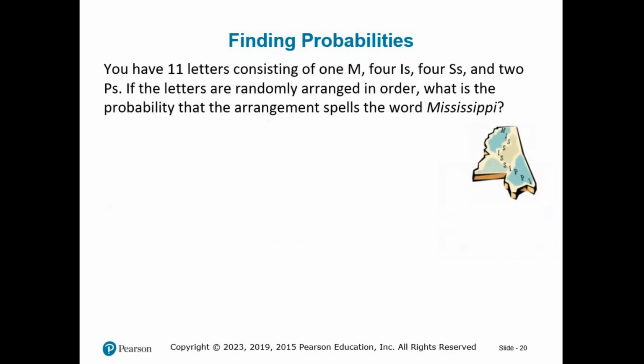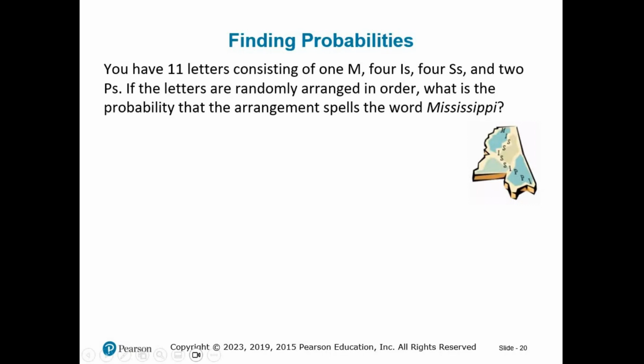Let's do another. You have 11 letters consisting of 1 M, 4 I's, 4 S's, and 2 P's. If the letters are randomly arranged in order, what is the probability that the arrangement spells the word Mississippi? So again, we need to first ask if order is important. Yes, definitely, because we need to get the letters in the order to spell the word. That's the whole point of the question. What else do we notice about this one? Well, there are multiples, so we're going to need to use the formula for distinguishable permutations.